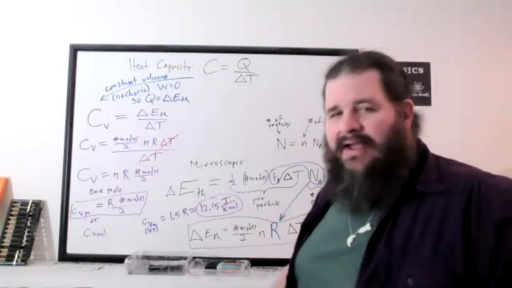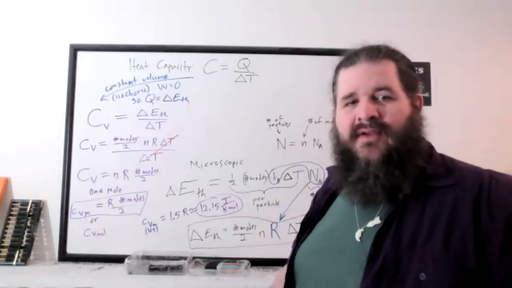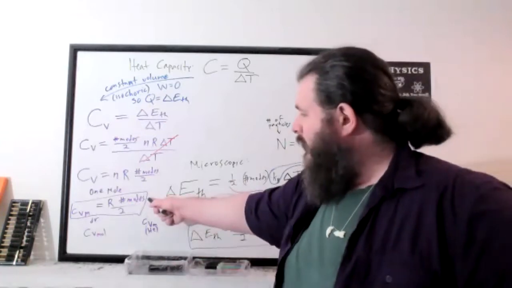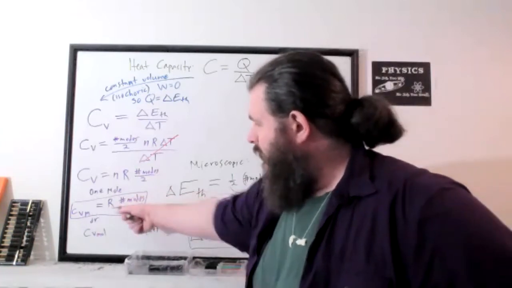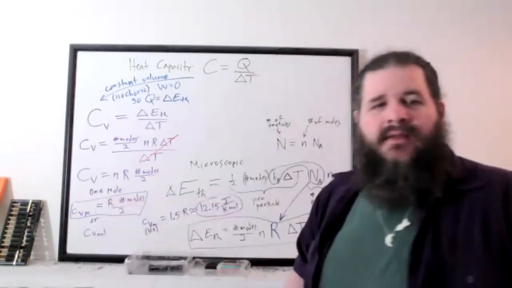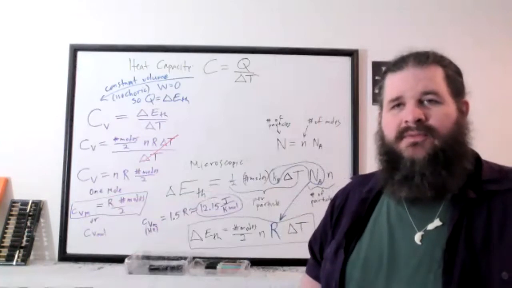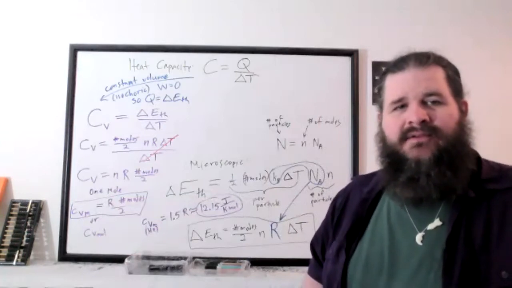But whatever temperature it's at, let's say you've got the rotational modes active, but the vibrational modes frozen out. You just have 5 modes. So 5 over 2 times R, 2.5 times R. That would be the constant volume molar specific heat for a diatomic gas.